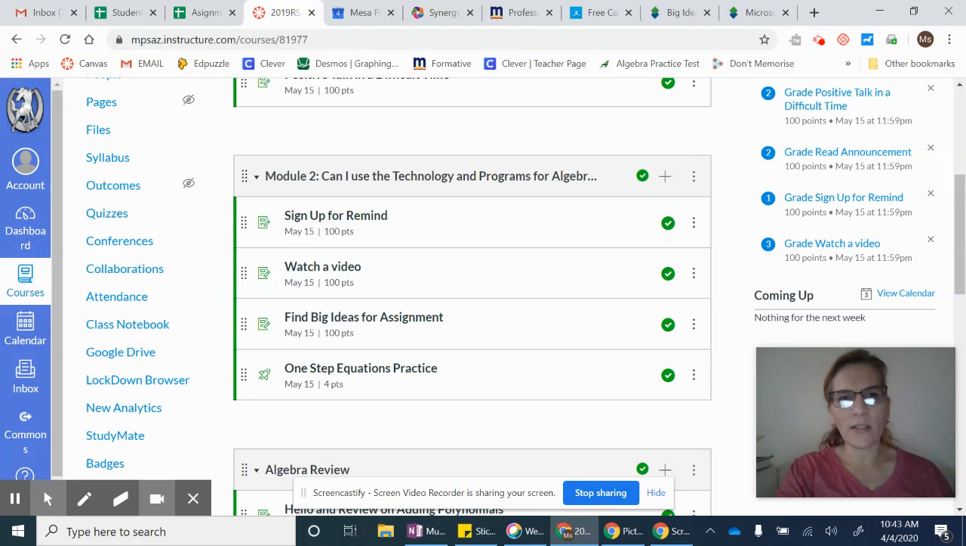Go into Module 2, and you're going to learn to set up the Remind app on your phone if you can. It's not required, but if you can get into it, it's a good way for us to text each other. It protects your phone number, my phone number. We can talk about class assignments. I can send out announcements for the class that way.